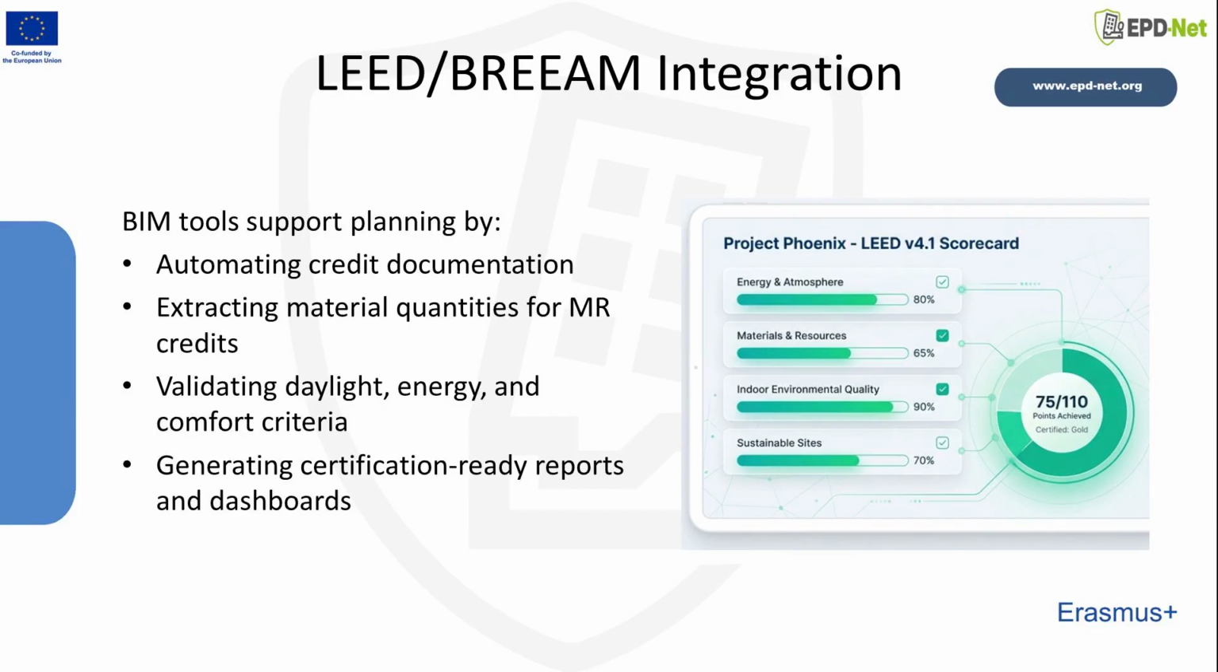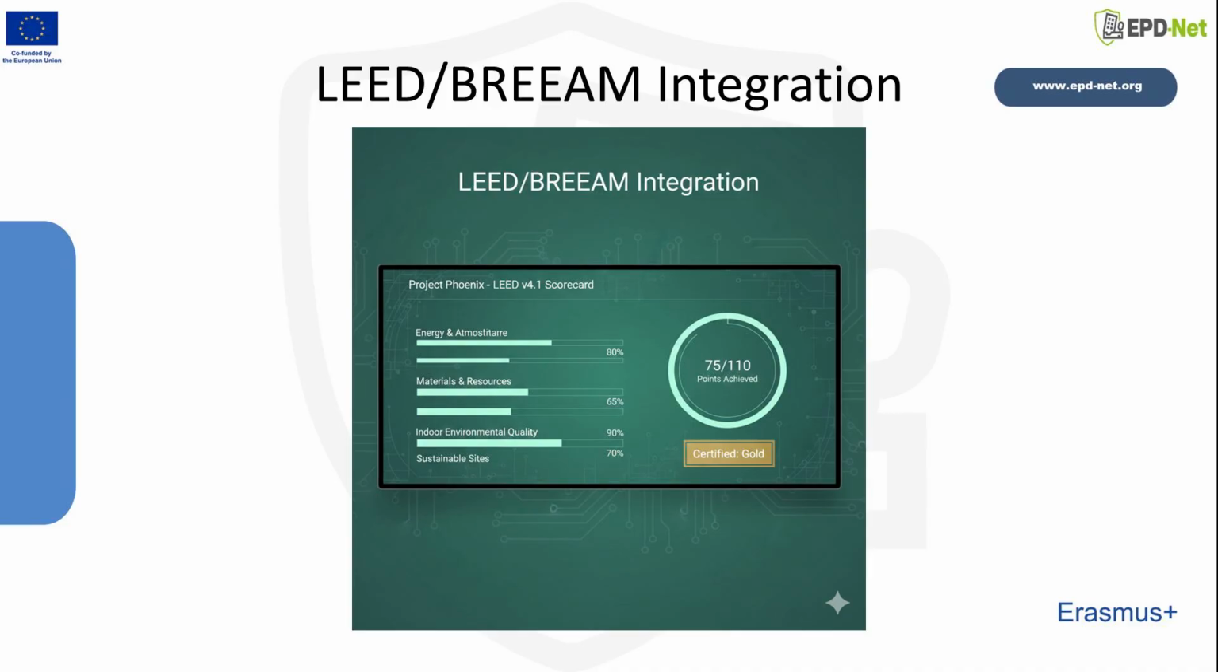Green building certifications require structured documentation of material impacts, daylight performance, energy modeling, and carbon analysis, all of which can be generated from BIM-based tools. Automated BIM workflows extract material quantities for LEED material and resources, MR credits, validate daylighting for IEQ credits, and produce energy modeling results required for LEED EA credits or BREEAM's energy and materials categories. Dashboards and automated reports streamline certification processes and reduce administrative workload for planning teams.